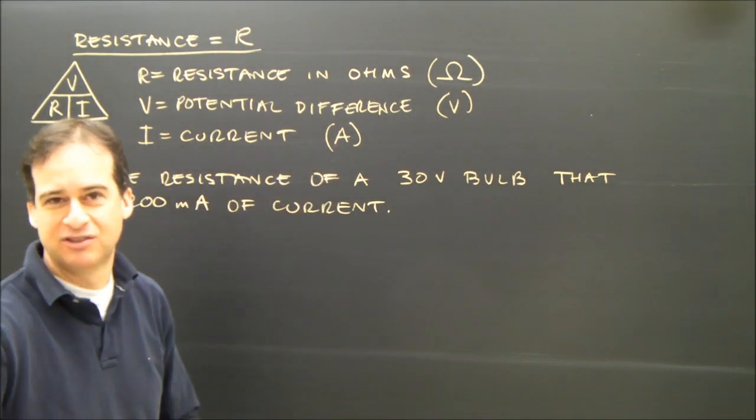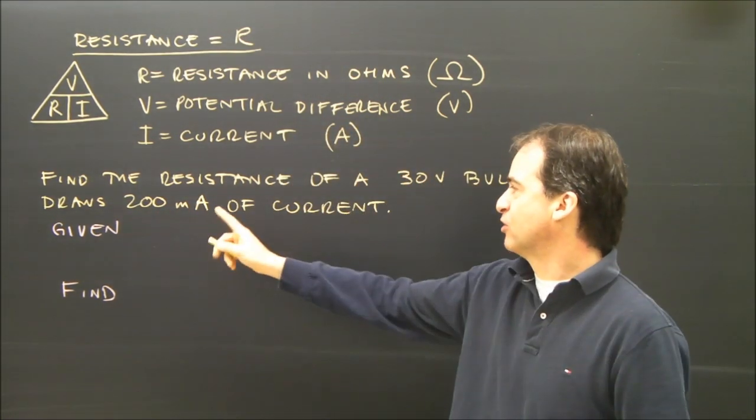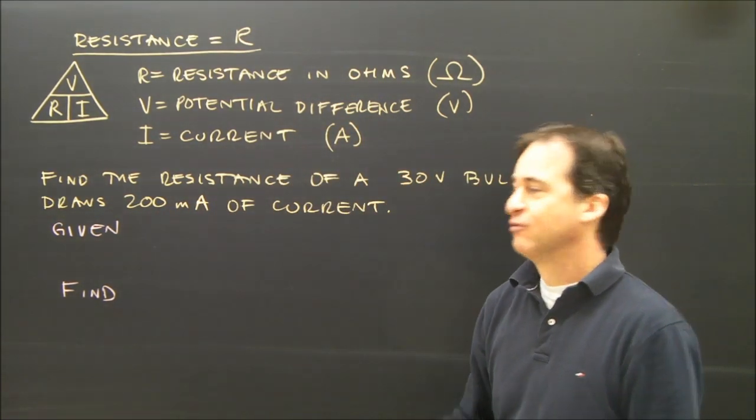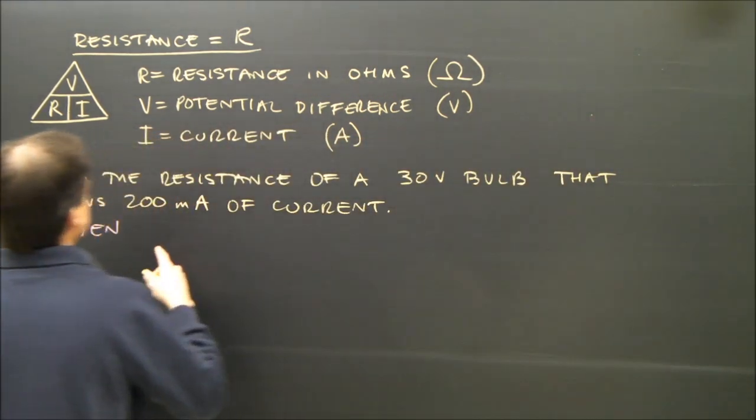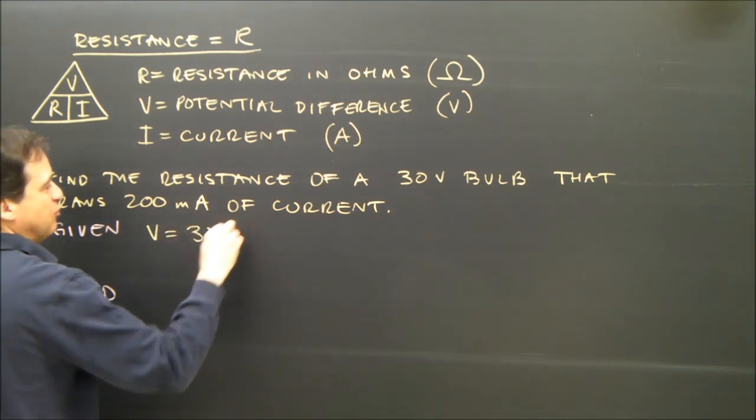So let's do a quick question. Simple formula to use. Find the resistance of a 30-volt bulb that draws 200 milliamps of current. First thing we've got to do is put our givens down. So find the resistance of a 30-volt bulb. So V equals 30 volts.